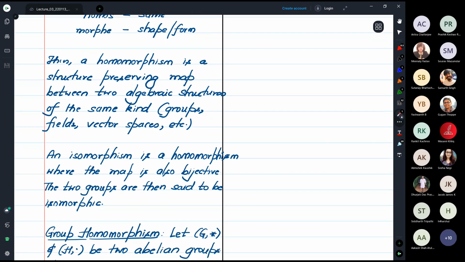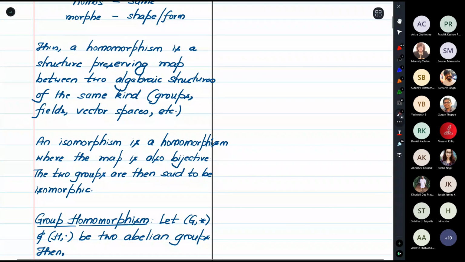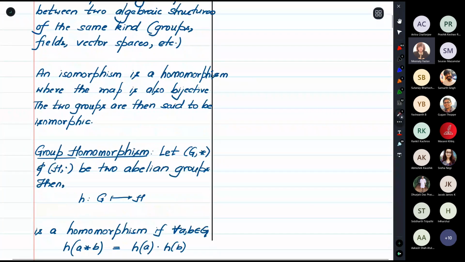Similar to homomorphism, there is something called an isomorphism. An isomorphism is a homomorphism where the map is also bijective. So in a homomorphism, we only require that the function preserve this algebraic structure, whereas in an isomorphism, in addition to it being a homomorphism, we also require that the function be a bijection. We will look at some specific cases, and hopefully once we discuss them, things will become clear.